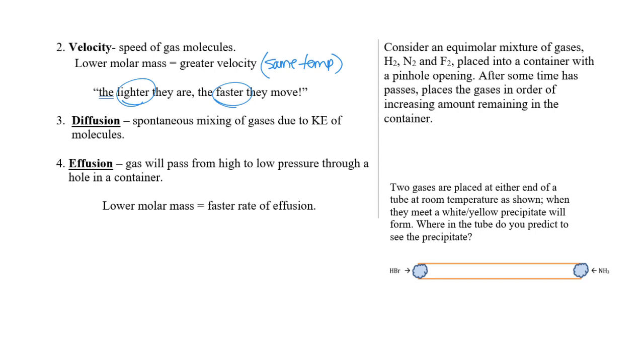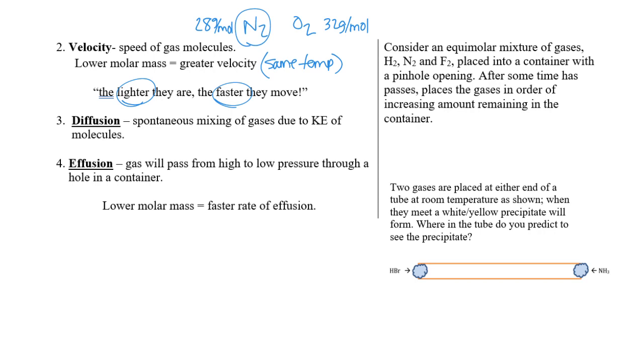So going back to our previous page, when we had N2 and O2, the molar mass of N2 is 28 grams per mole, and oxygen has a mass of 32 grams per mole. And the question is, which one is going to have the higher average molecular speed? That's going to be nitrogen, because lighter molecules move faster.